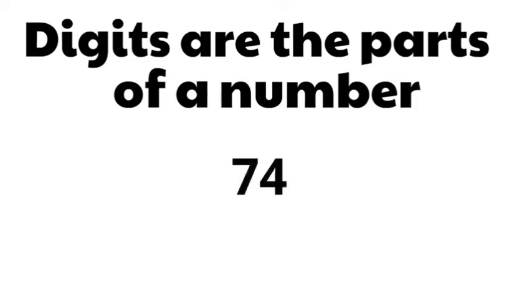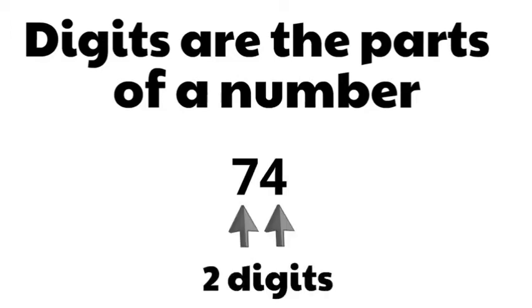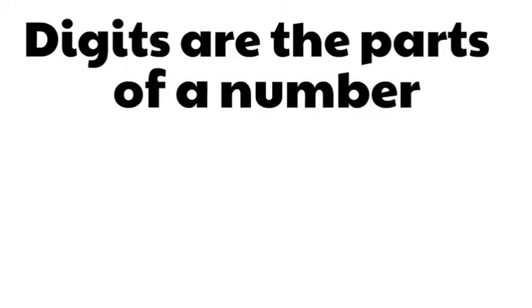Let's look at the number 74. How many digits are in this number? 2 digits. That's correct. 4 and 7. You will ask, why am I picking it from the right? You will soon understand why I am saying 4 before 7.